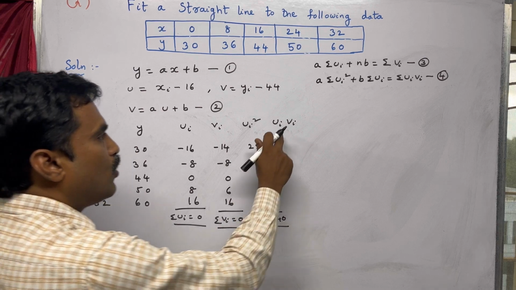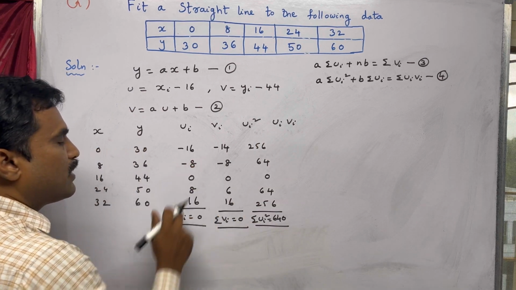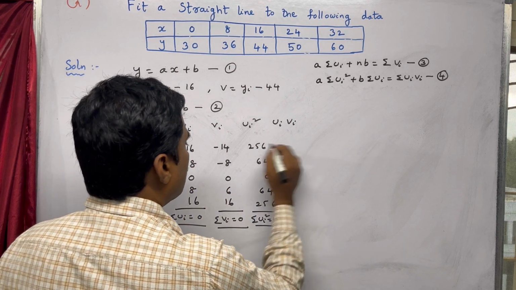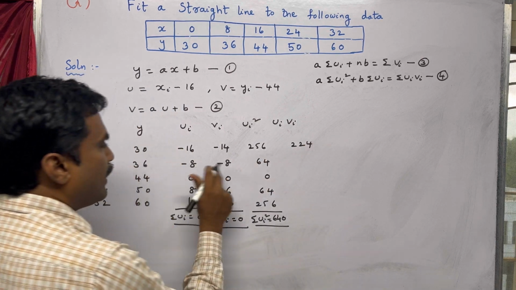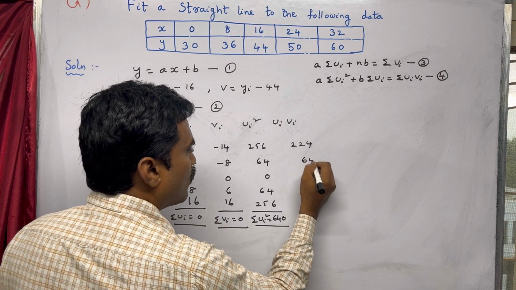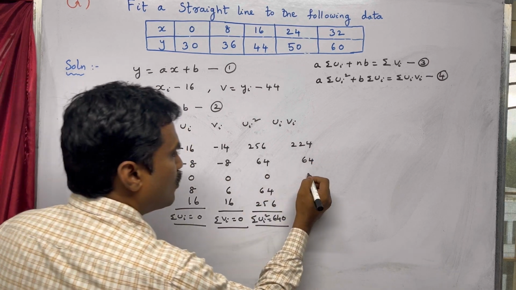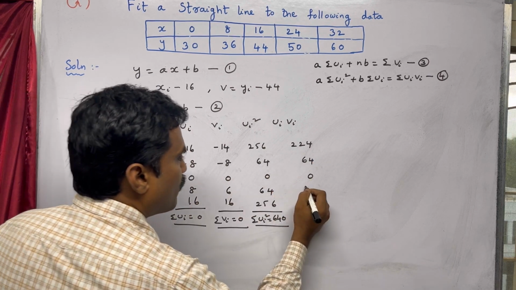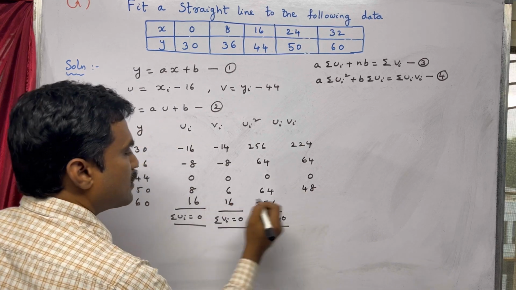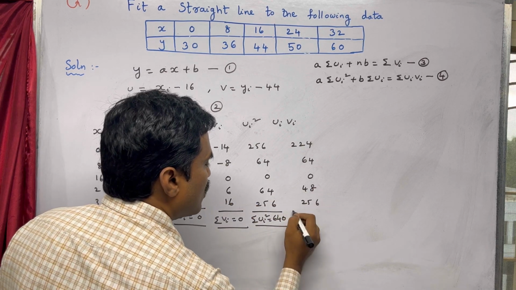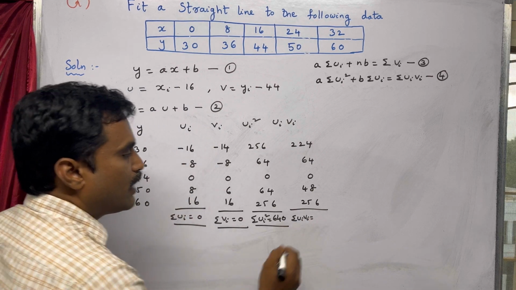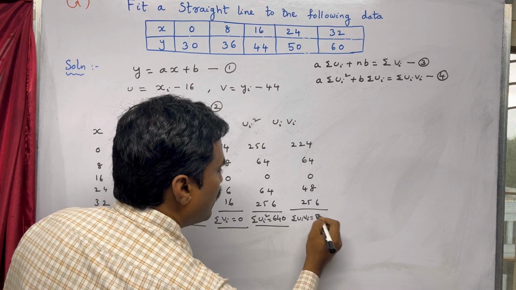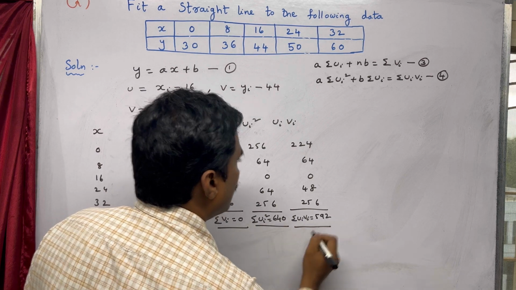And here now ui vi. So I am going to multiply this 16 into 14. So you will get, since minus into minus, plus, so 224. And 8 into 8 is 64. And here 0 into 0 is 0, and 8 into 6 is 48, and here 16 into 16 is 256. So I am going to add all these values, sigma ui vi. I am going to get 592.